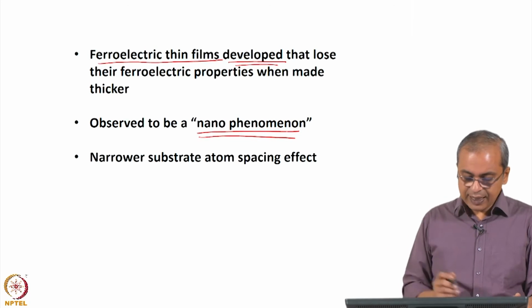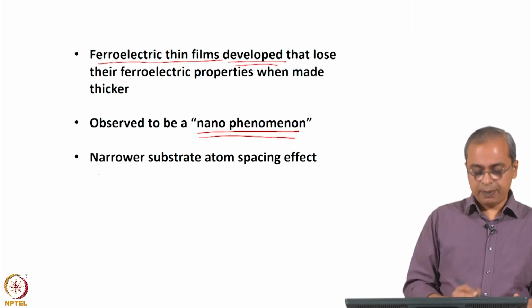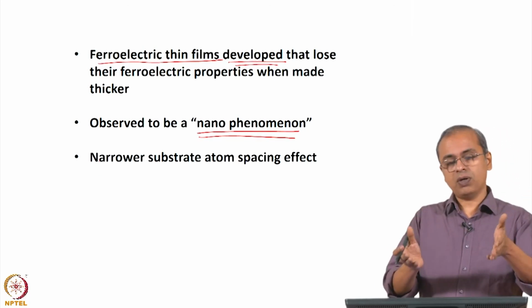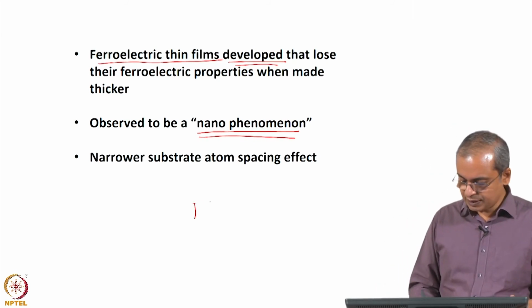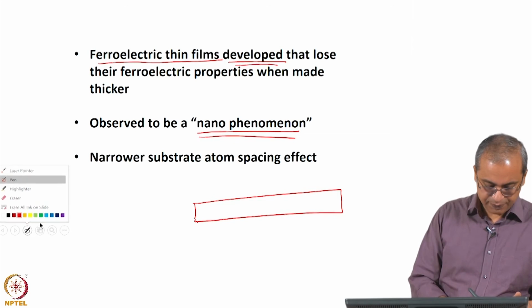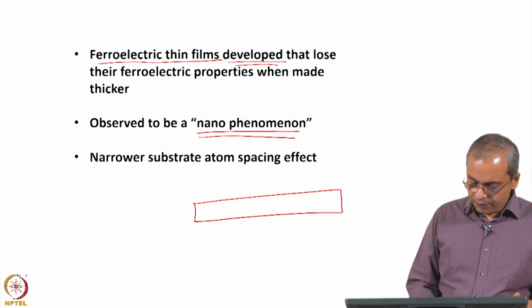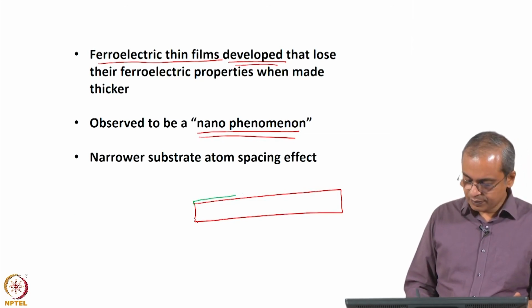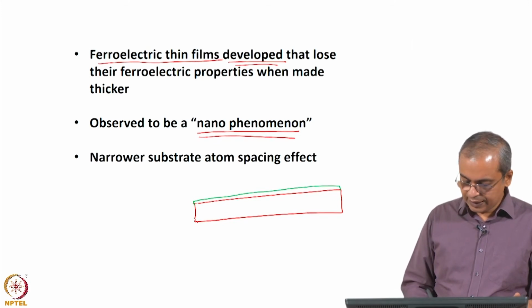And when they studied it, they found one of the critical parameters was the substrate on which they were making the film. So you have usually this kind of a substrate, some solid material which is strong, and on top of that you deposit the film, right, and then that is how you study the film.